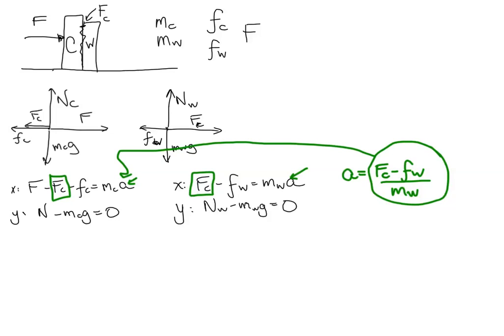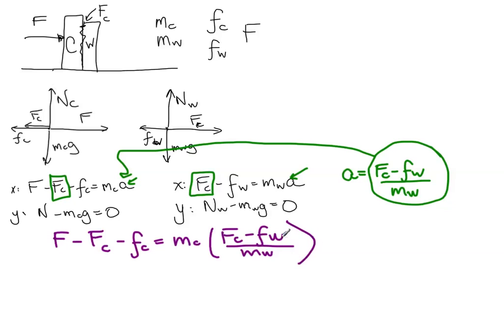And so now I'll have a new equation, oh maybe I'll make it purple, that's F minus contact force minus friction on the Cheerios is equal to mass of the Cheerios times this ugly thing. And now we need to do some algebra on that to get it into a form that's easier to work with. So the first thing I'm going to do is I'm going to multiply both sides by m sub w. And I'm going to distribute this. Okay? So then I'll have something that looks like this.